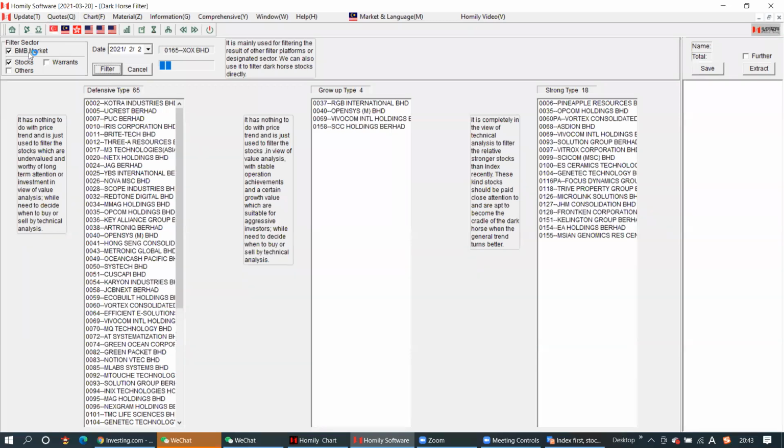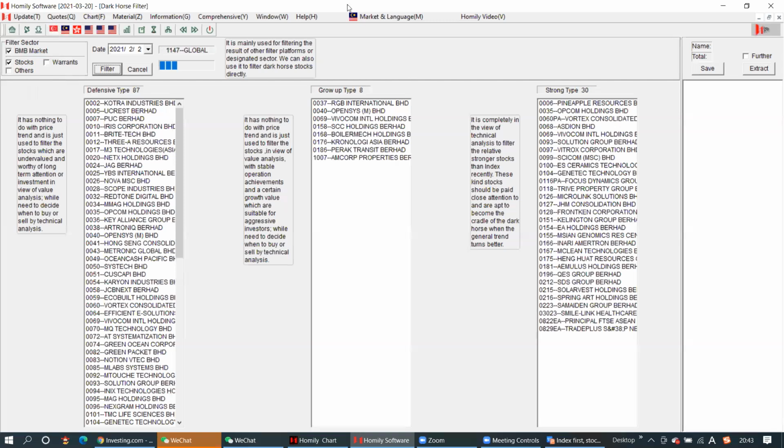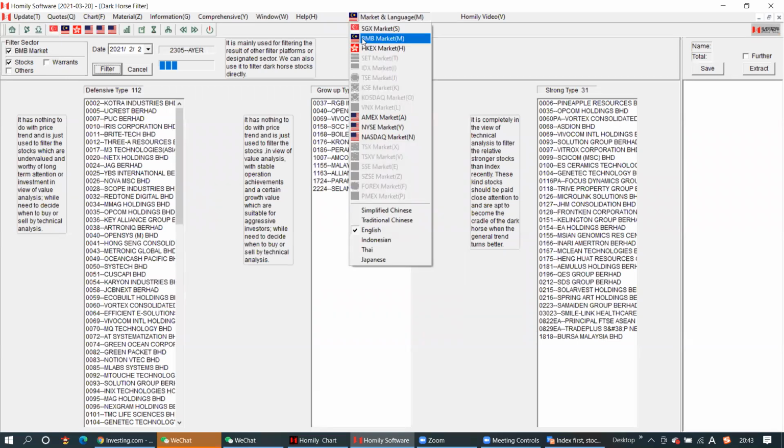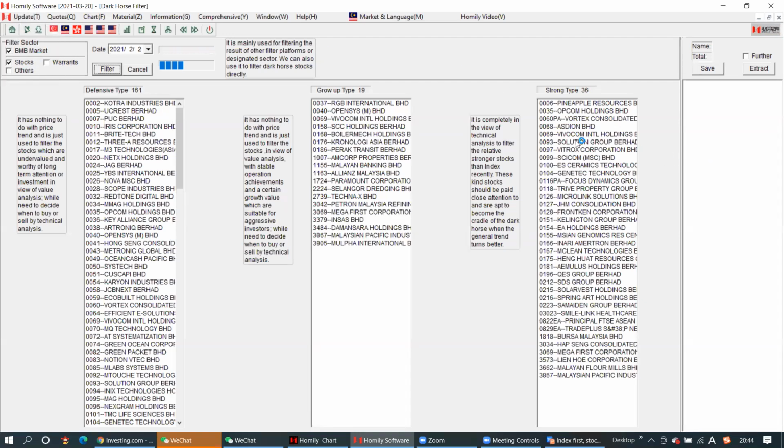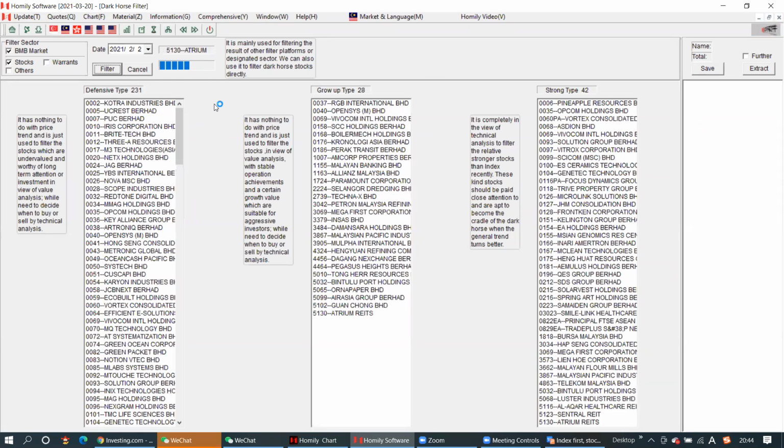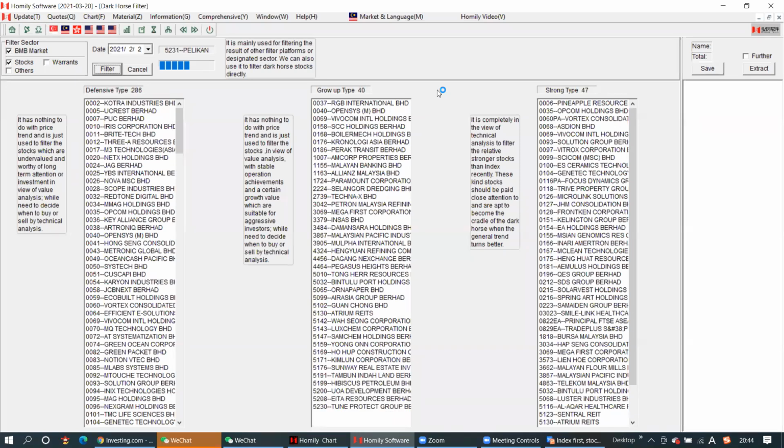So you need to double confirm when you filter here, right, that it is the global index. So you need to close it and come to here, go into the BNB market. So this one confirms it is the BNB market, so no problem, you can filter it for the strong shares. This Starhawk filter will help us filter and divide our KLCI shares that fulfill the parameters into 3 types: defensive, grow up, and the strong type.